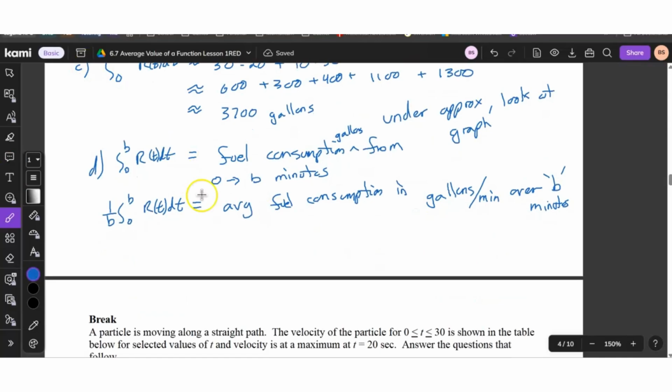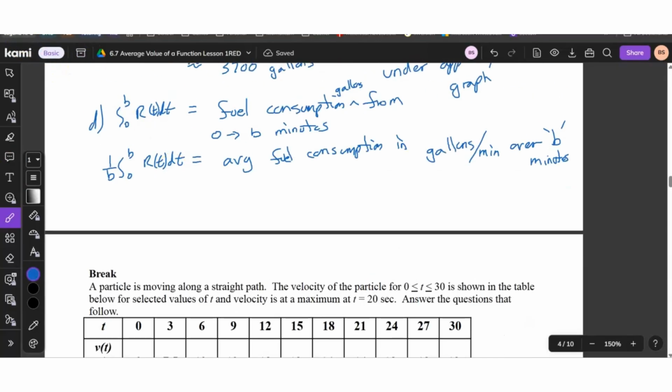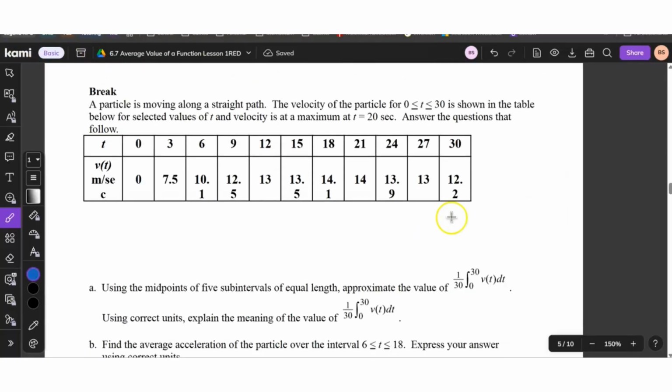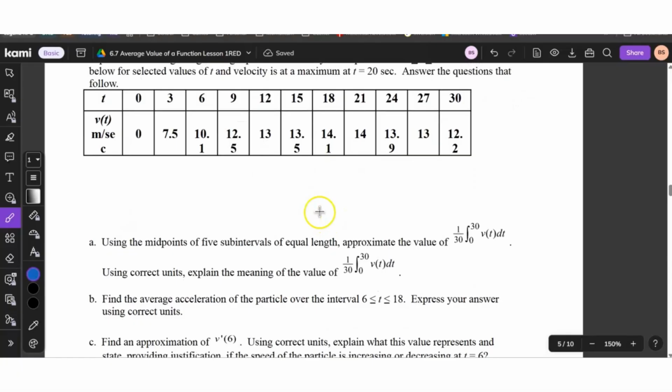All right. Shall we break? Yes, break, but leave it there. Alrighty. Particle motion. Moving along a straight path, the velocity of the particle from 0 to 30 is shown in the table. Selected values of t and velocity at those, and it has a maximum at 20. Answer the questions that follow. Using the midpoint of 5 subintervals of equal length, approximate the value of this, which is what? The average rate of, the average.